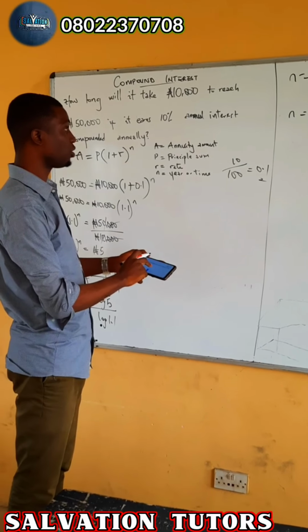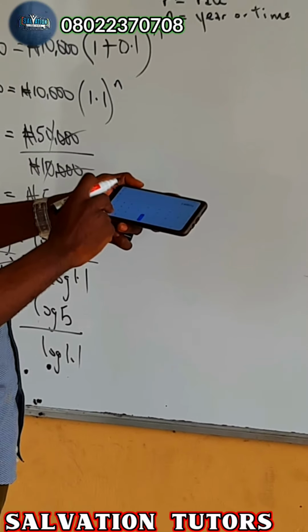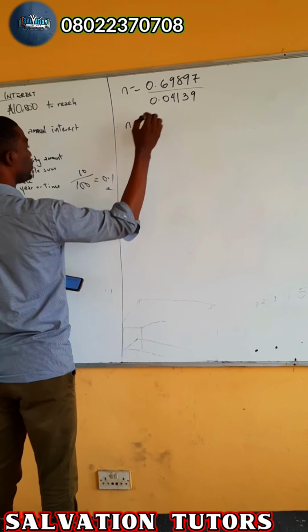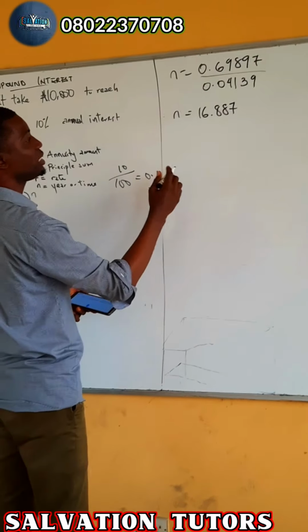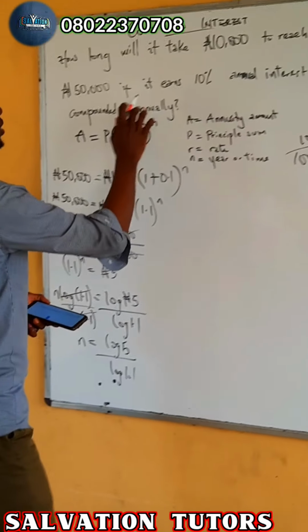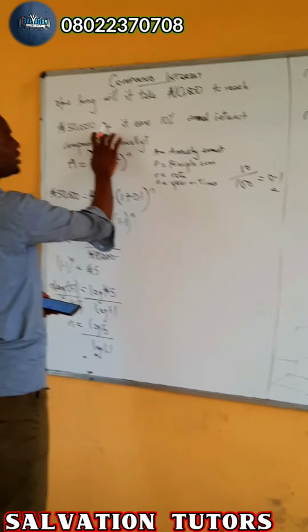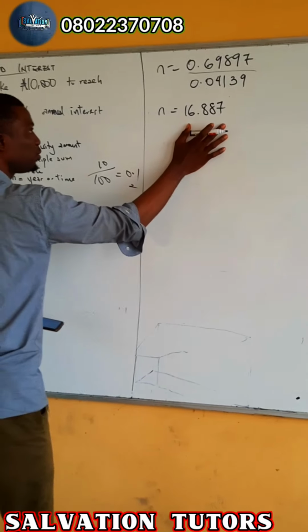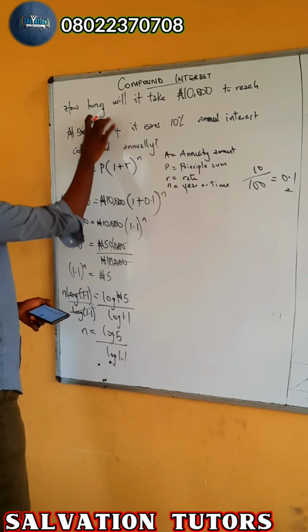So we'll go back to our calculator and we'll say 0.69897 divided by 0.04139. It gives us what? 16.887. So what this implies is that if we invest 10,000 at 10% annual interest compounded, it will take us 16 years for the principal figure to get to 50,000.